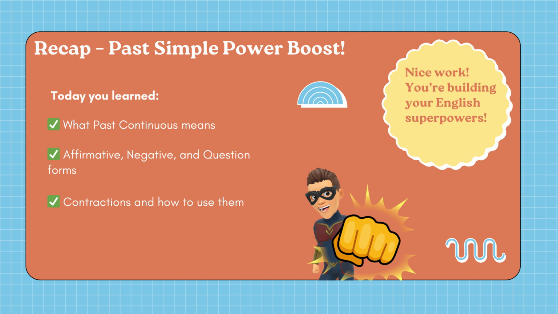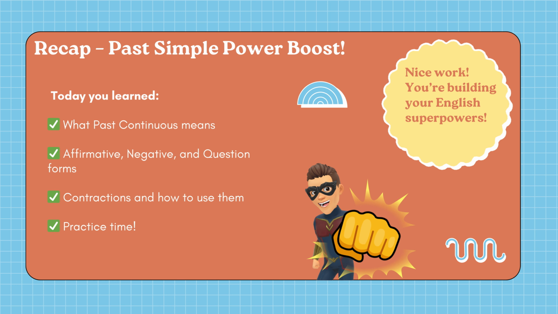Today we learned how to use the past continuous tense to talk about actions happening in the past. We explored how to make sentences in the affirmative, negative, and question forms. And we saw how contractions like wasn't and weren't make speech sound more natural. Now it's your turn to practice and grow your English superpowers. You've done great. Keep it up, and you'll keep getting better.